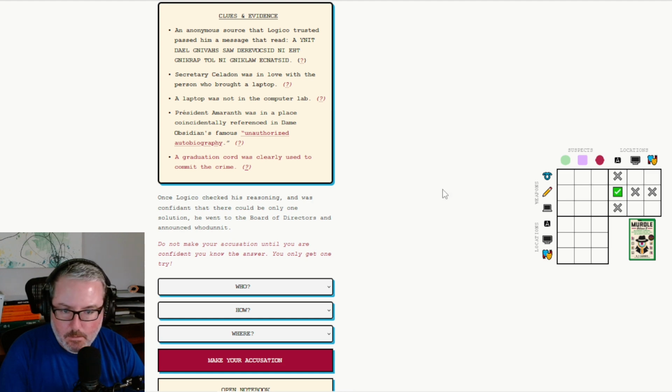So put that in. Secretary Celadon was in love with the person who brought a laptop, so they did not bring the laptop. So this is Celadon, right? Yeah, the green. A laptop was not in the computer lab, so therefore it must have been in the, what is this again? The Greek theater. And then the cord was in the lab.